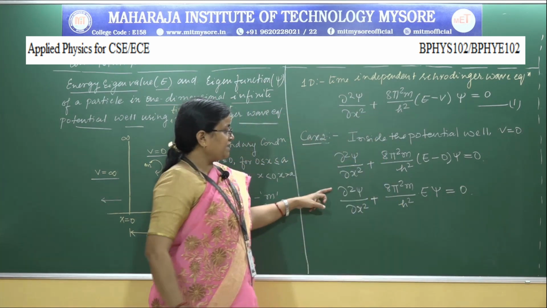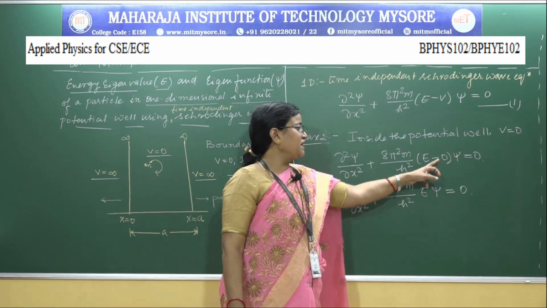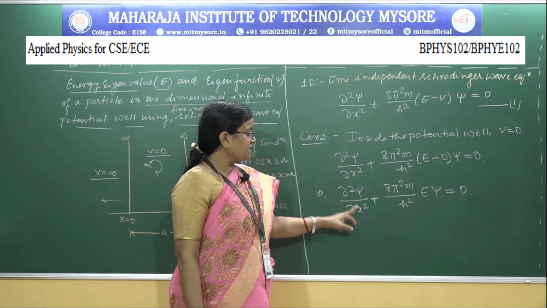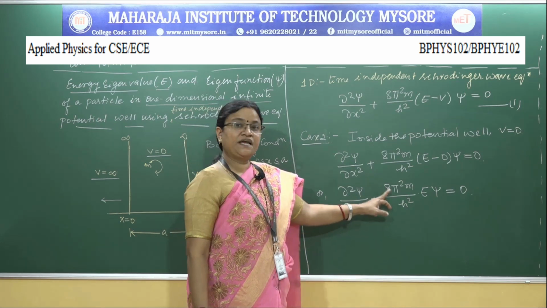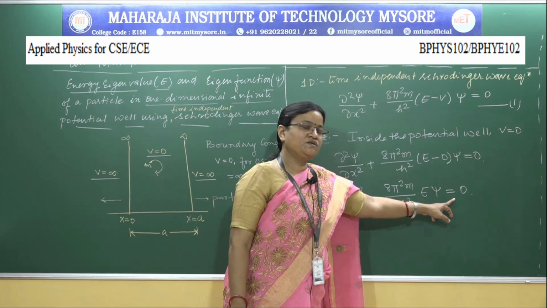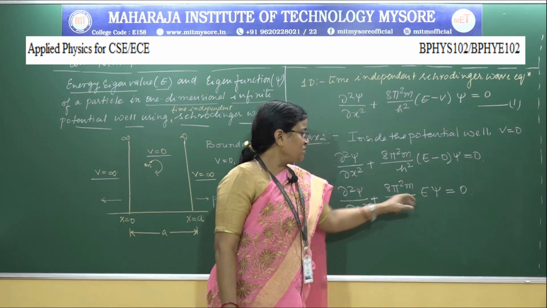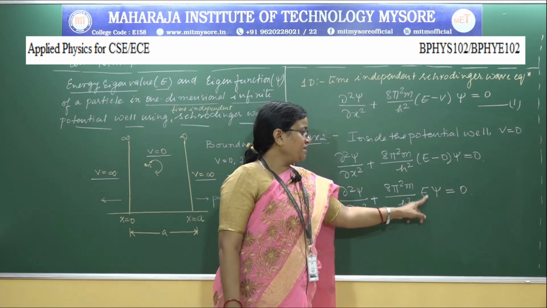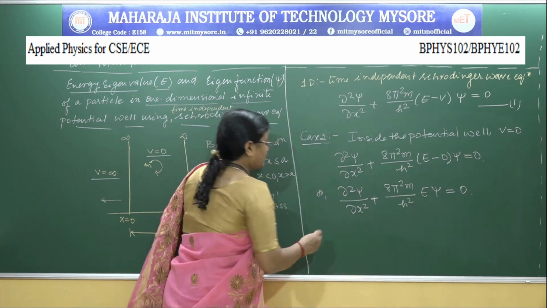Further evaluating, if we subtract E minus 0, we get E. So the equation is dou square psi by dou x square plus 8 pi square m by h square E psi is equal to 0. Let us assume that 8 pi square m by h square into E is equal to k square.